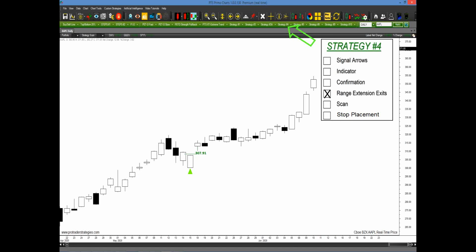Now you want to find out where you'd be exiting with a profit. Click on range extensions. This is just one of our exit plans. There are upwards of 6 more different ways to exit, but you could use the range extension exits, and we give you 4 different exits for you to choose from.